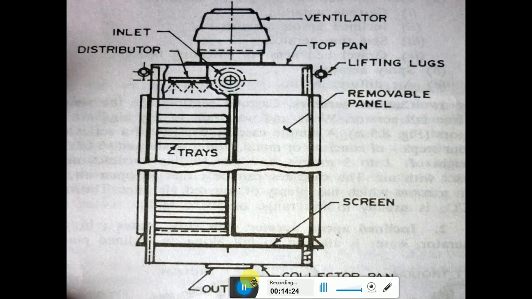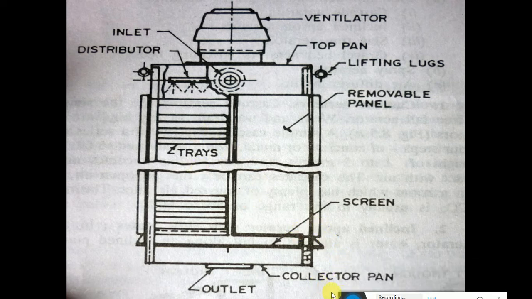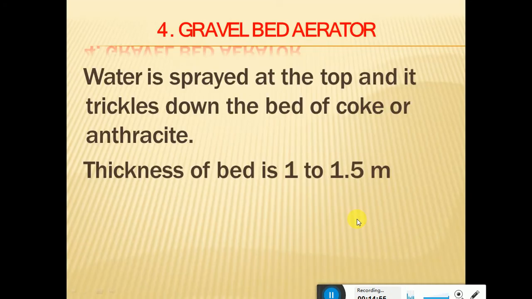The water which trickles down at the bottom through these trays is collected in this collection area, and this will be the outlet. Here water enters the system through this inlet and leaves the system through this outlet, and the aeration takes place using the slate tray type of aerators, and there will be a collecting pan at the bottom. So this is another type of aerator where we do the process of aeration.